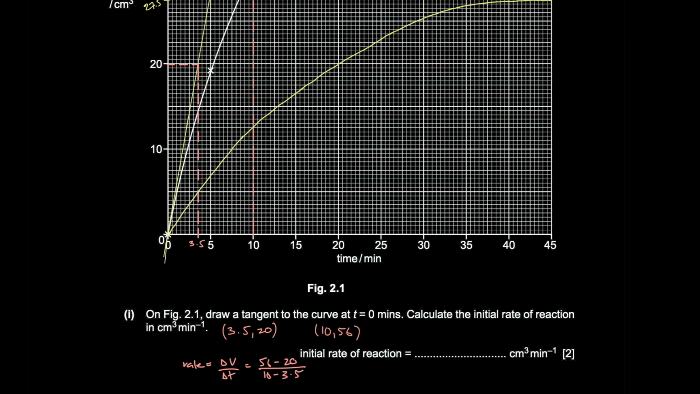Okay, and that gives us 5.54 centimeter cube per minute. Okay, 5.54 centimeter cube per minute.